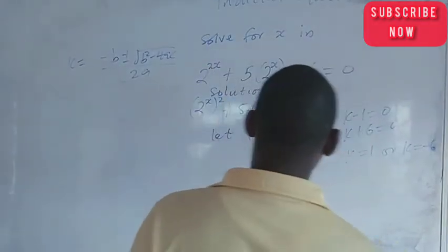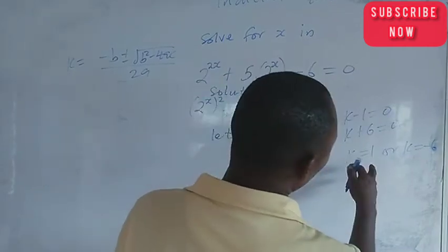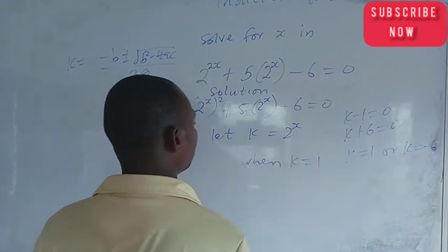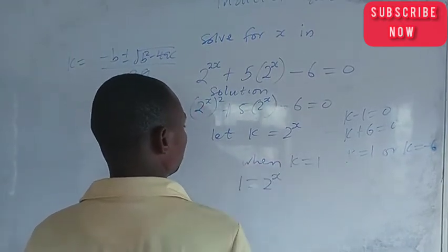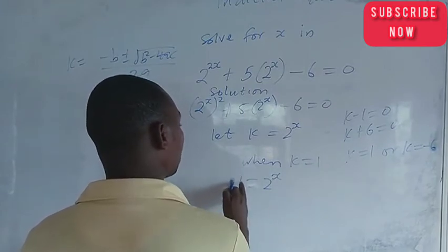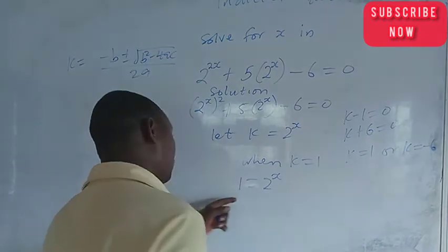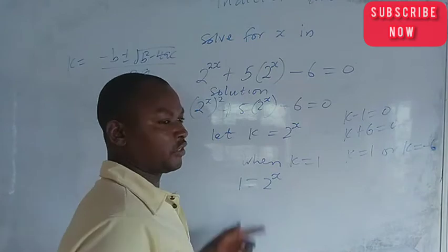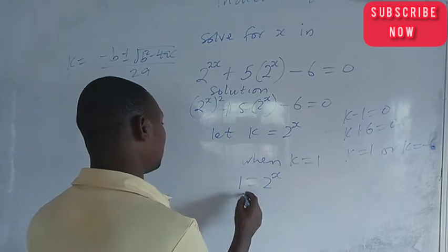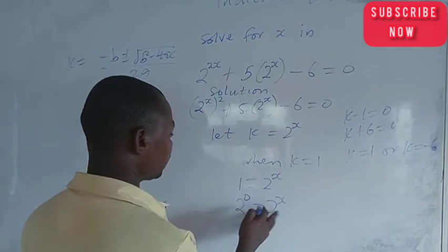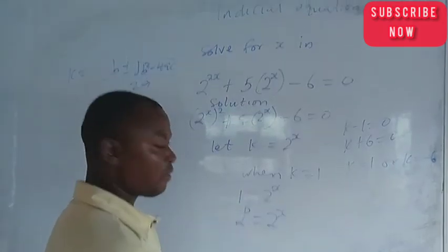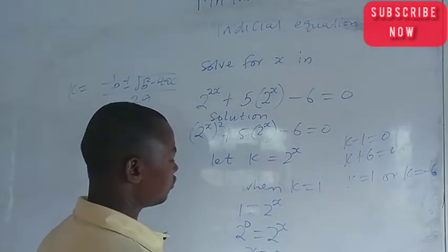k is equal to 2 raised to s. So, sorry, k is equal to 1 and k is equal to minus 6. So, when k equals 1, that means I have 1 equals 2 raised to s. When you have it this way, what you really need to do is see what can make this have the same base as this 2. You notice that any number raised to 0 is 1. That means I have 2 raised to 0 equals 2 raised to s. So the base is equal and the power is equal, that means s equals 0. So this one is already sorted out.